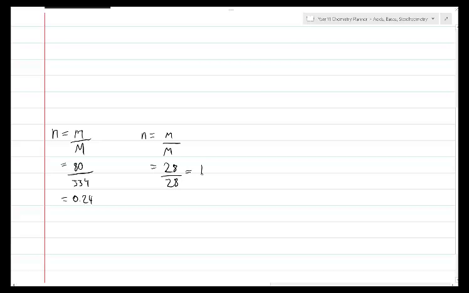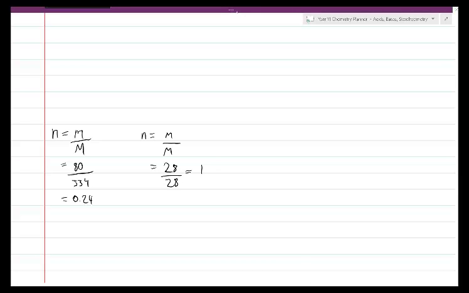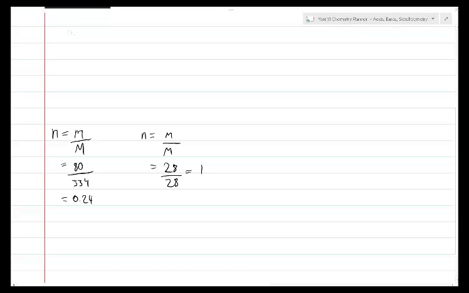But before we can do anything else, the last thing we need to do to figure out which one's limiting, and we do this in red, is divide by the coefficient. So we get 0.24 divided by 1, and we have 1 divided by 5. So that means over here we have 0.2, and over here we have 0.24. This one is smaller, so this one is the limiting reagent.